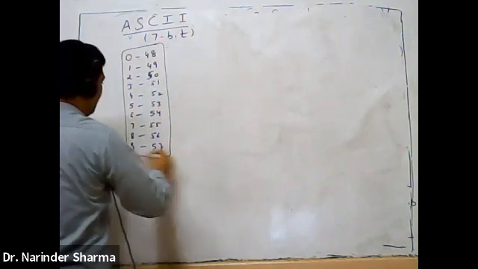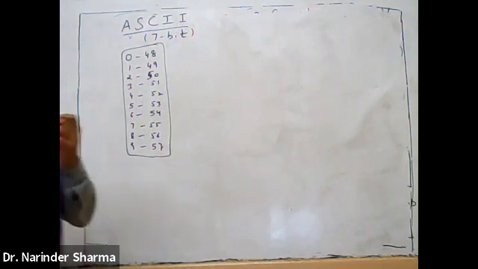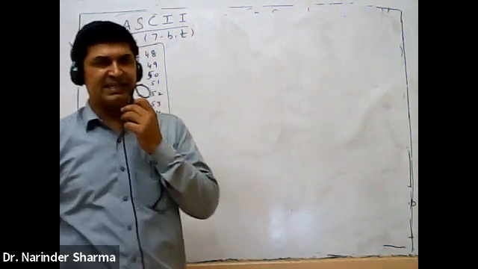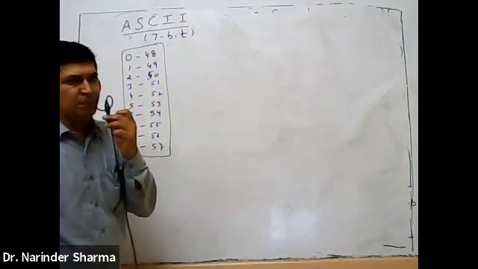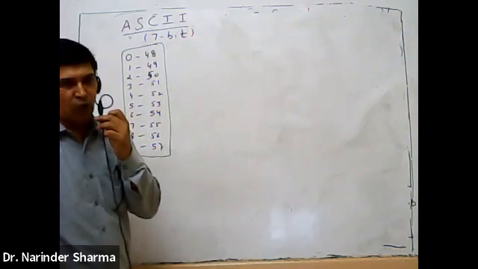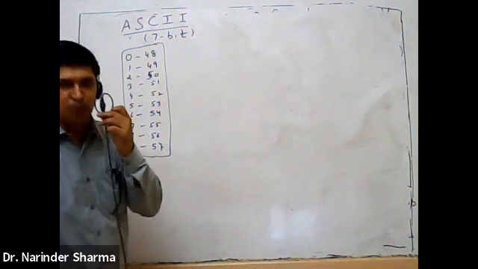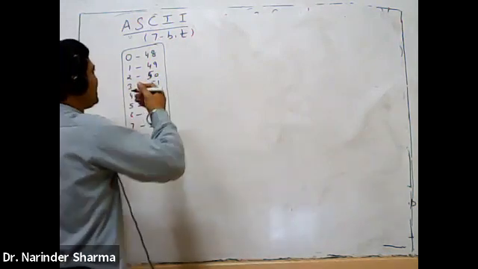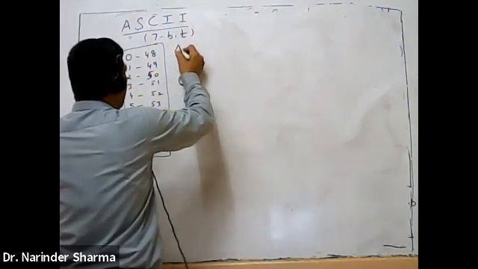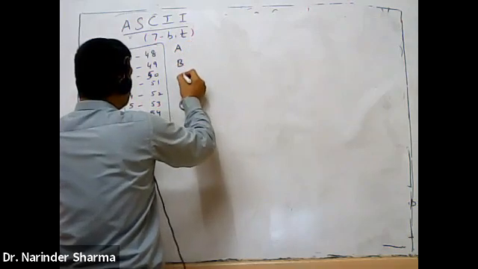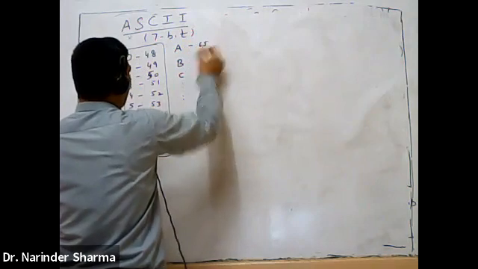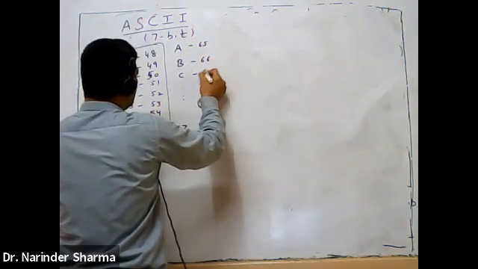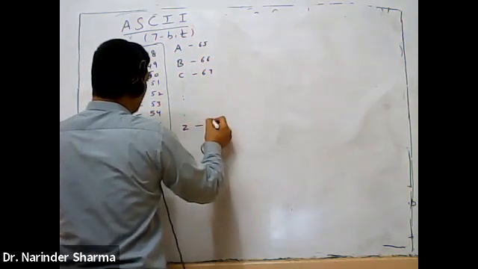Because you have already done C++, it is a case sensitive language. Case sensitive stands for, it distinguishes between the uppercase and lowercase. Uppercase means capital letters and small letters. So how does this distinguish A, B, C, and so on, capital Z. Capital A stands for 65, B 66, C 67, and goes up to 90.